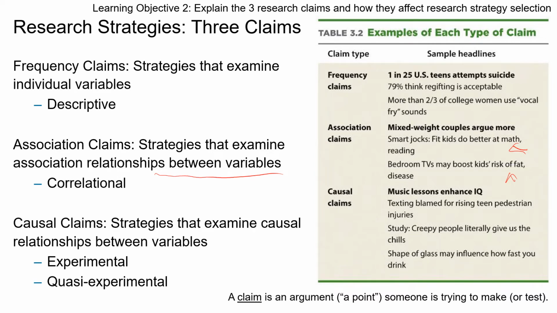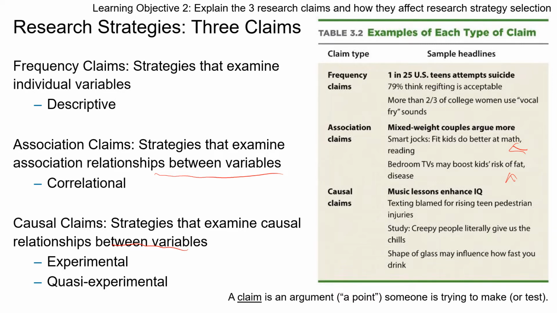strategies that examine causal relationships between two variables. So we're still looking at between variables. It's still that between variables, the same thing we looked at with correlational. However, with correlational, we're just looking to see if a relationship exists. We're not trying to find cause. With a causal claim, we are trying to find cause. So this is where we'll have experimental research design or quasi-experimental.